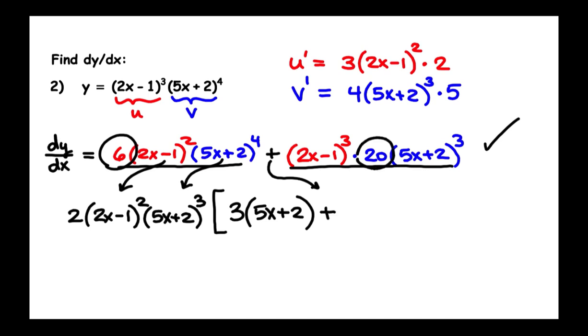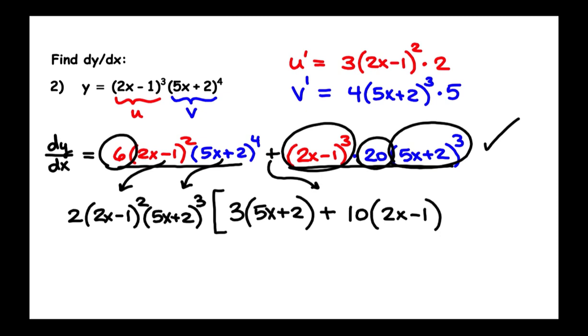Okay, I have this blue 20. I divided by 2 way out front. That leaves a 10. The 2x minus 1 to the third, 2 of them are gone, but there's still 1 left. But there are no 5x plus 2s left because all 3 of these got kicked out front. All right, so that looks better, maybe, but certainly not simplified. So we're not done yet. Not by a long shot.